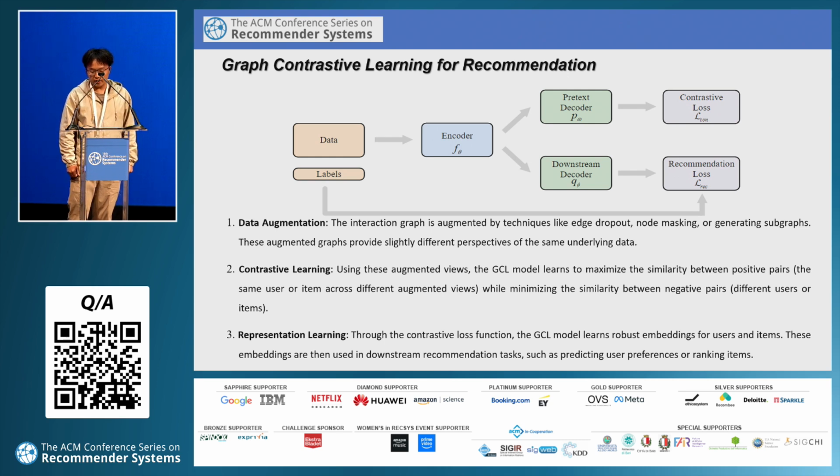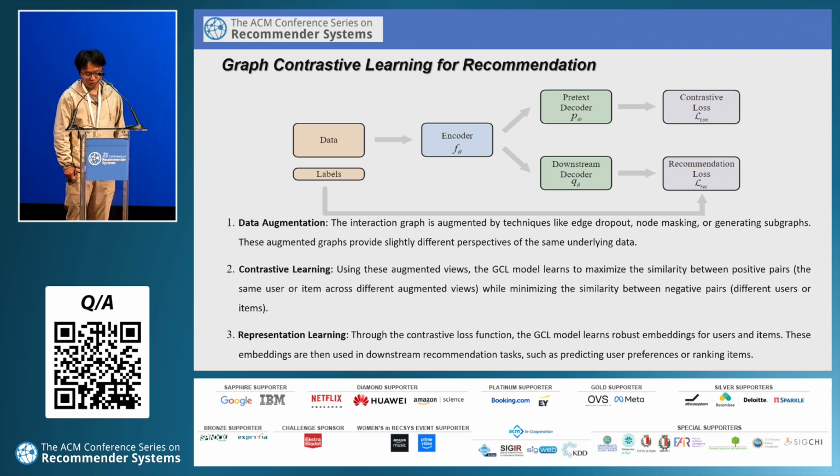In GCL-based recommendation, the main idea is to create multiple augmented views of the user-item interaction graph and train the model to align these views with a contrastive learning goal. Typically, this process involves 3 steps. First is data augmentation. The interaction data is augmented by techniques like edge dropout, node masking, or generating subgraphs. This augmented graph provides a slightly different perspective of the same underlying data.